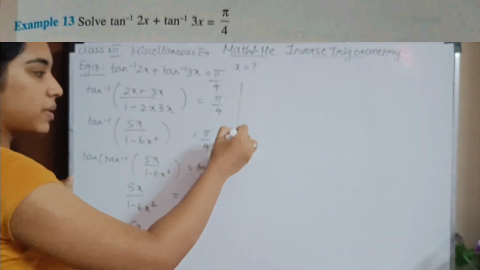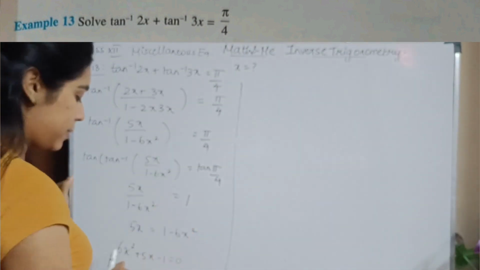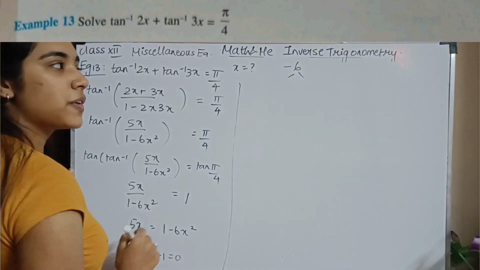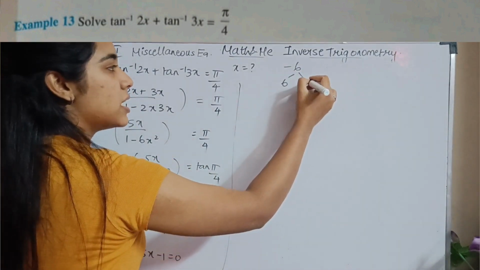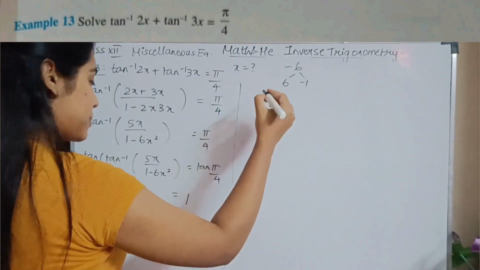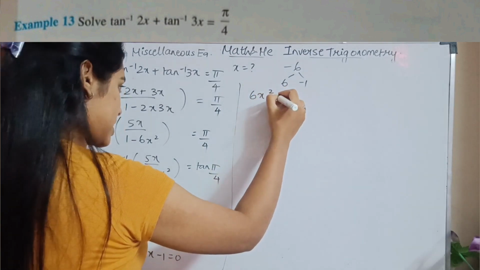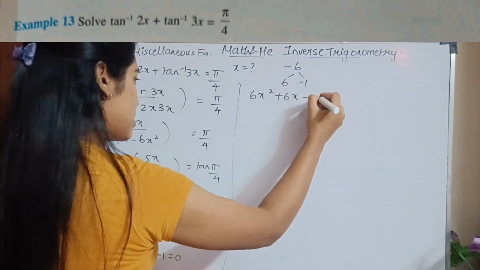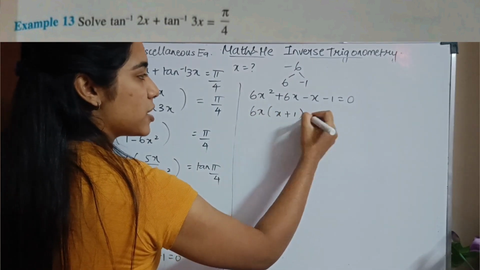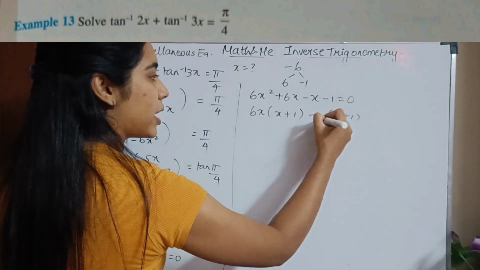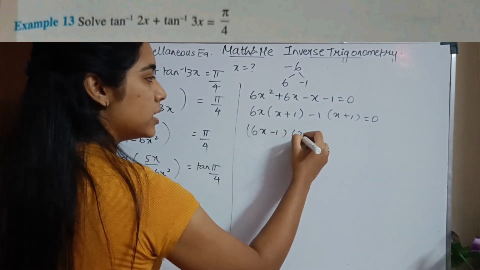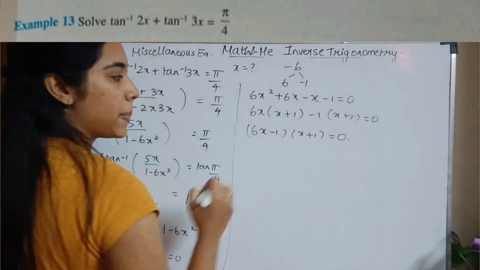If I'm splitting the middle term, what will happen? I need my product to be minus 6 and my sum to be plus 5. For plus 5, what can I do? I can do 6 minus 1. 6 minus 1 is plus 5. 6 into minus 1 is minus 6. After splitting the middle term, I'll have 6x square plus 6x minus x minus 1 equals 0. 6x common, next x plus 1. Here also x plus 1. So I can take minus 1 outside. So it equals 0. So 6x minus 1 times x plus 1 equals 0.